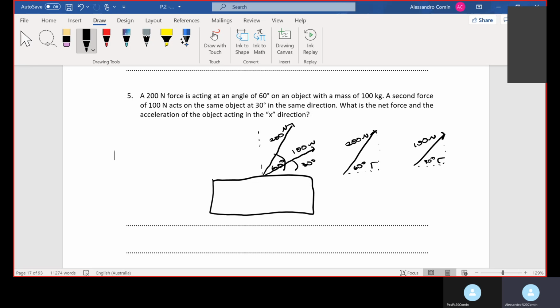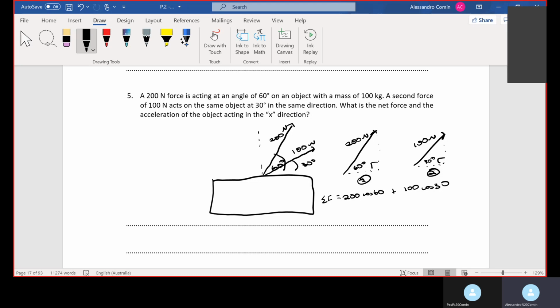And when it's asking to find the sum of the forces in the x direction, well, it's just going to be this force plus this force, 1 plus 2. And we can clearly see that 1 is just going to be 200 cos 60 plus 100 cos 30. And that's going to be equivalent to the net force.